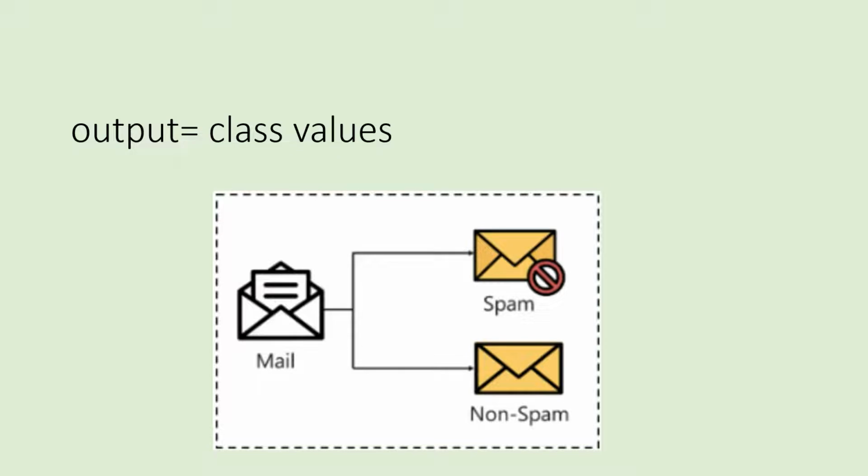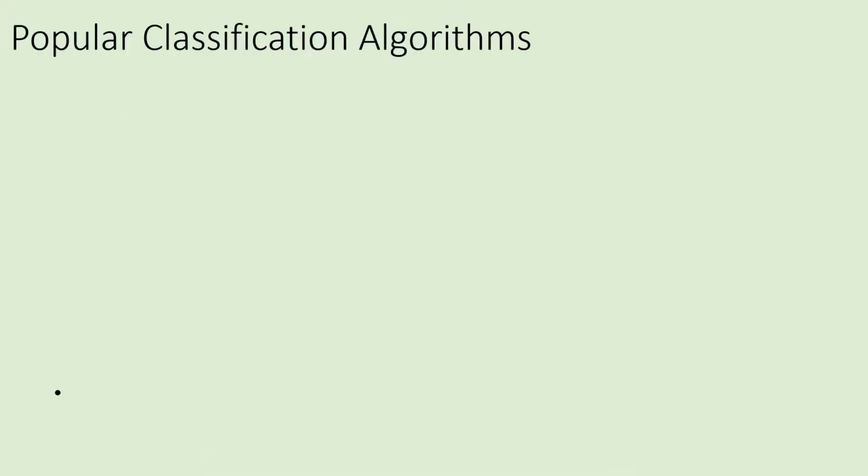As I explained before, in classification problems, the output variable is a class or a categorical value. For example, classifying if a mail is a spam or a non-spam. Here are some popular classification algorithms.